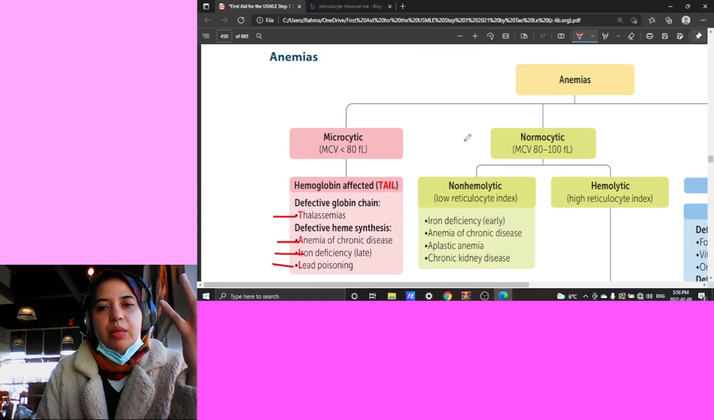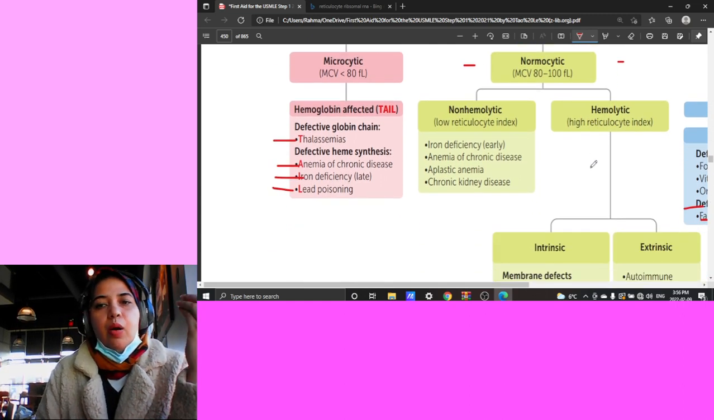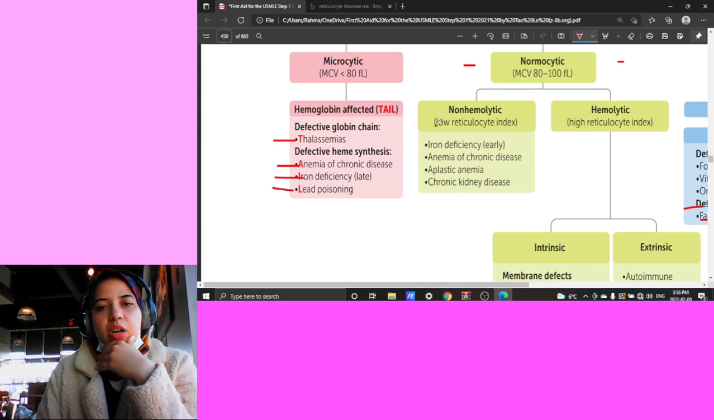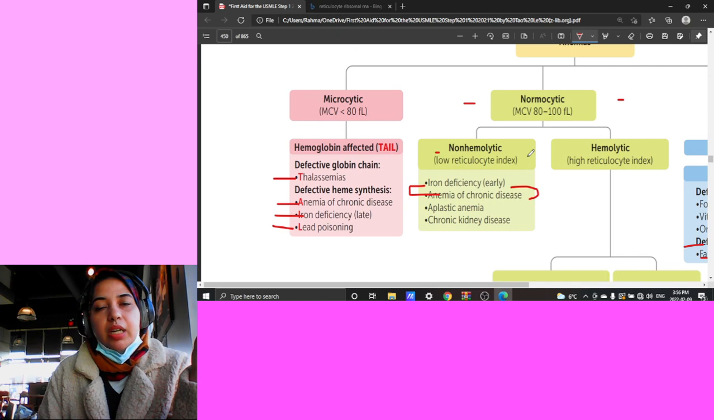Next is your normocytic anemia. So normocytic anemia, what does that mean? The size is normal, but what is happening? Is there hemolysis happening or is there no hemolysis? So the non-hemolytic one is essentially for these guys here, the iron deficiency and anemia of chronic disease. For both of them, it's actually early. So at the beginning of the disease processes, you're going to have a normocytic non-hemolytic type of appearance, and then eventually it's going to be microcytic.